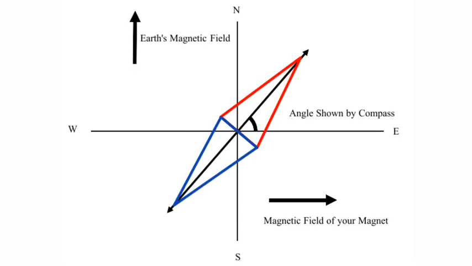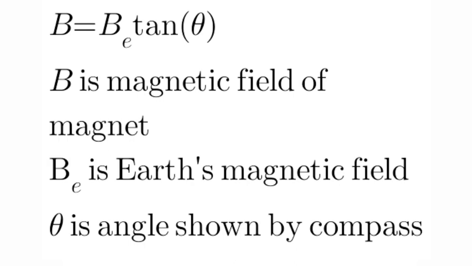The Earth's magnetic field is along the north direction and the magnetic field of our magnet is along the east direction. The compass needle is showing an angle. Since the two vectors are perpendicular to each other, we can apply the tangent law.